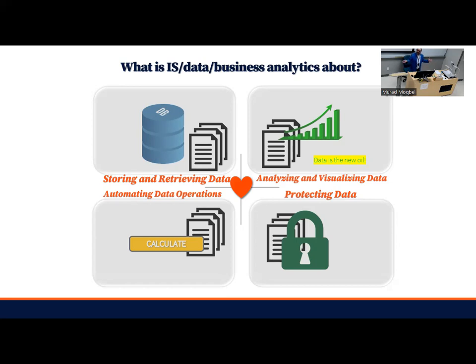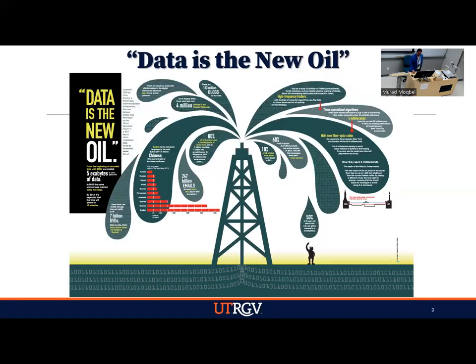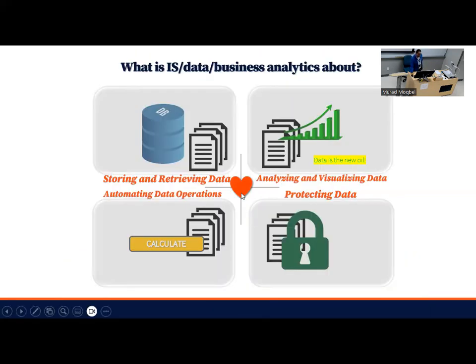And then last but not least, you need to protect that data, right? Protect the privacy of that data. So you can think, as you can see here, I have a heart in the middle of those 4 quadrants. So you can think about the capabilities and the functions of a business analyst as the function of the heart to the organization or to the body, right? So a business analyst team or unit will play the role of the heart to the body.